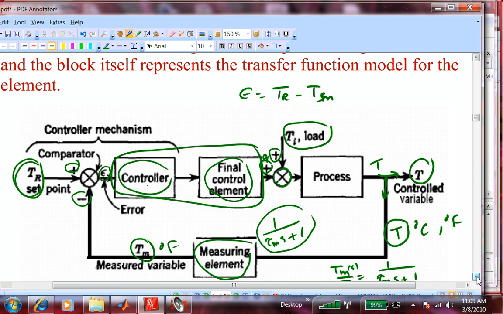Tau sub m stands for the time constant for the measuring element. Tau is the time constant for the measuring element. So it depends on what type of measuring element you have.